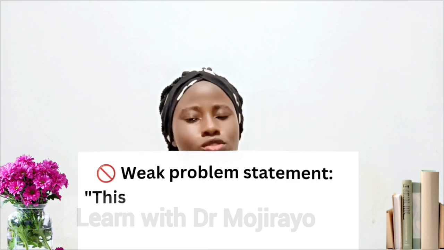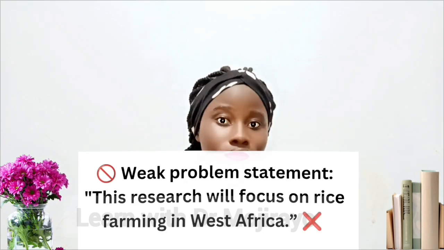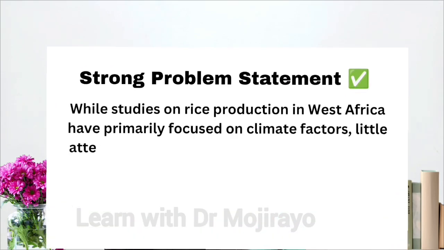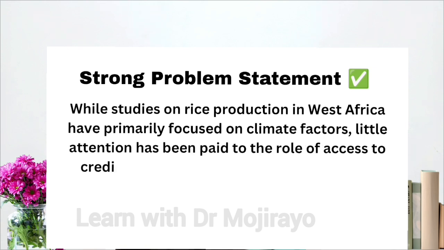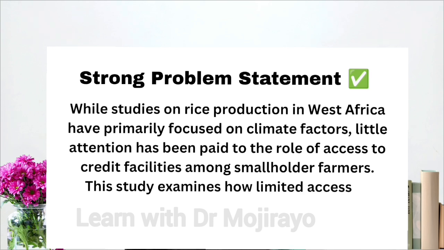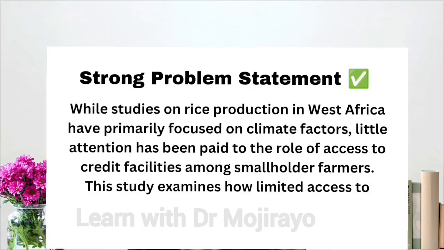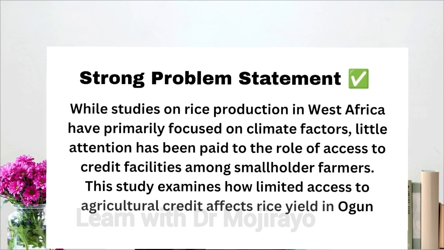Another vague statement of problem is just saying, "This research will look into rice farming in Africa." No, that's too broad. And you don't just stop at that. You could say that while studies on rice production in West Africa have primarily focused on climate factors, little attention has been paid to the role of access to credit facilities among smallholder farmers. You will now go into exactly what you want to do. This study examines how limited access to agricultural credit affects rice production or rice yield in Ogun State.